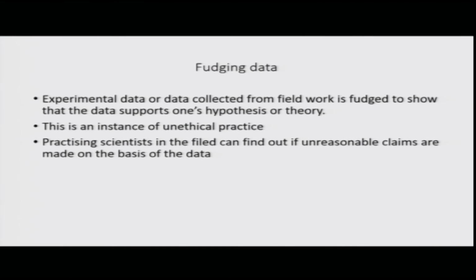The other is fudging data. Experimental data or data collected from field work is fudged to show that the data supports one's hypothesis or theory. Basically, scientific knowledge grows not by protecting one's theories or hypotheses, but by refuting them so that a new hypothesis is formulated. But some people resort to protecting their own hypothesis by fudging data. This is an instance of unethical practice. Practicing scientists in the field can find out if unreasonable claims are made on the basis of the data.